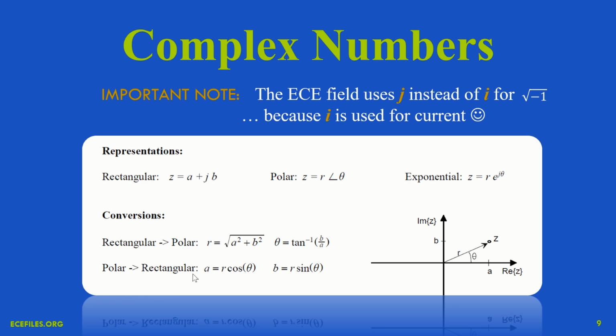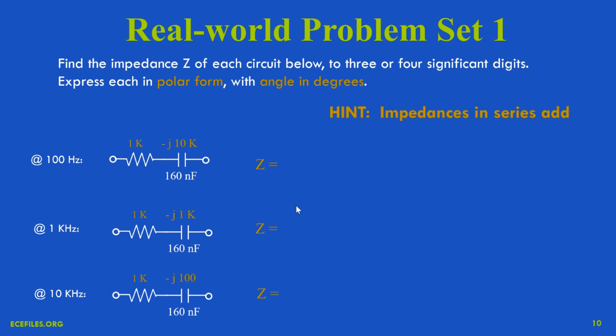And of course, going from polar to rectangular is just r cosine theta to give you A and r sine theta to give you B. Okay, if you're here for circuits, let's be done with this and move on to something that matters maybe to you. Well, hopefully it all matters.